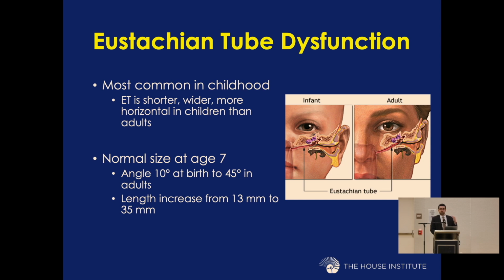Eustachian tube reaches its normal size at around age 7, and when we are children, the angle is about 10 degrees, again more horizontal, but as it matures, it goes to more of a 45-degree angle. And the length also increases from an average of 13 millimeters to 35 millimeters. So this also helps with minimizing chances of bacteria or pathogens moving towards the middle ear.